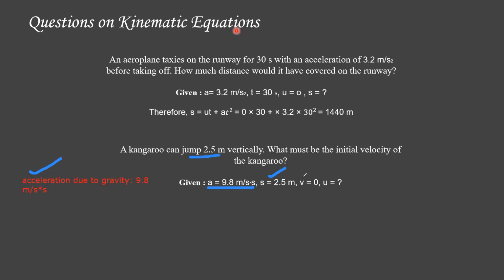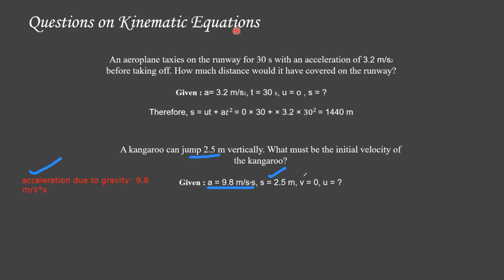Final velocity is 0. So people, can anyone tell me why the final velocity is 0, not the initial velocity? Anyone? Bhaiya, I think because it has landed. Yes, it doesn't have any movement. It's on a place. Yeah.